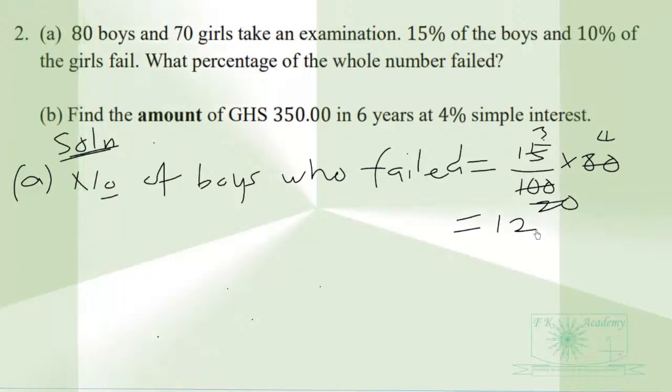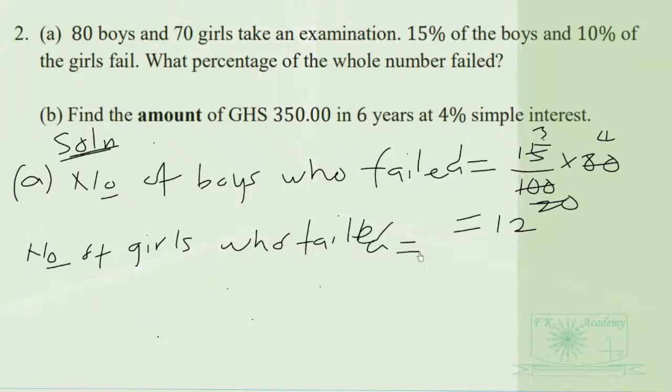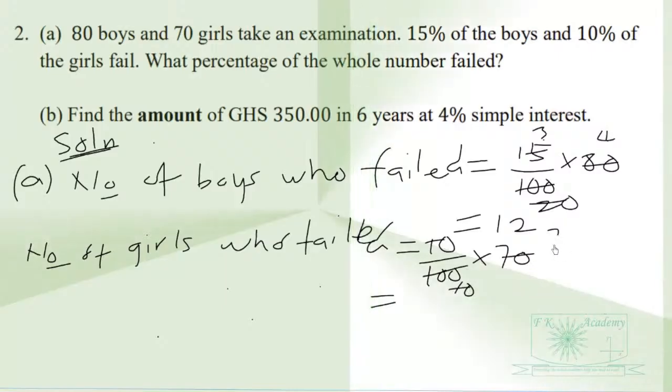Then similarly, number of girls who failed will be equal to 10%. That is 10 over 100 times 70. So this will simplify to, we know 10 will go into 100 10 times, and 10 will go into 70 7 times. So 7 girls failed.